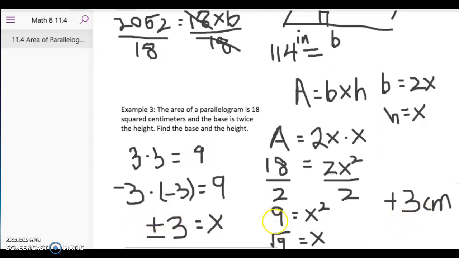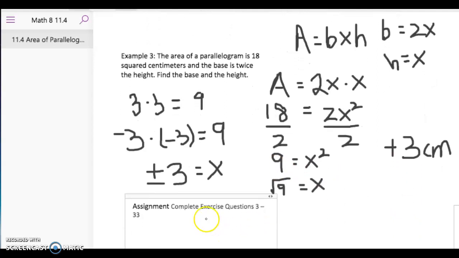So that's the lesson for today. For your assignment, you are to complete 11.4 exercise questions 3 to 33.